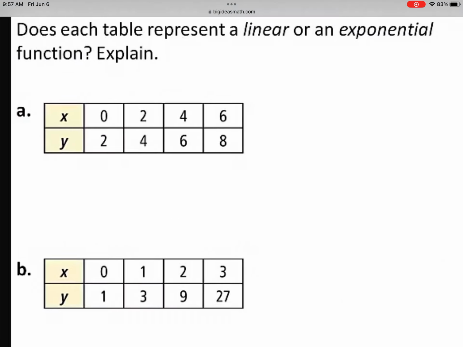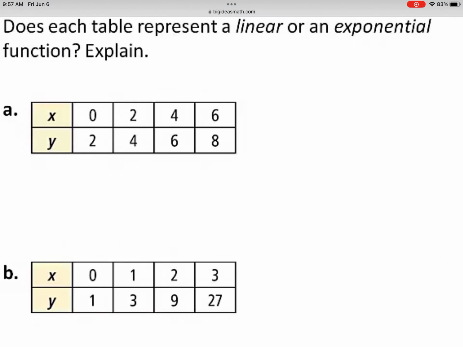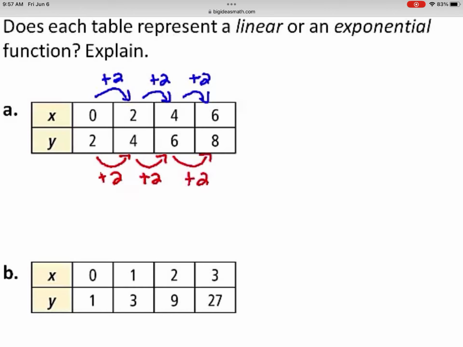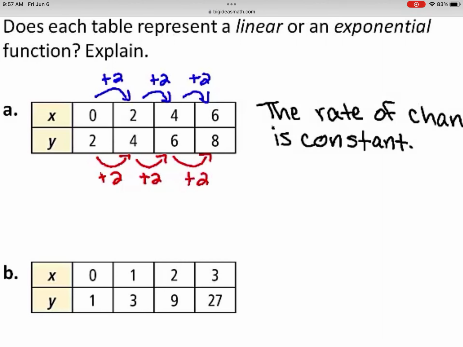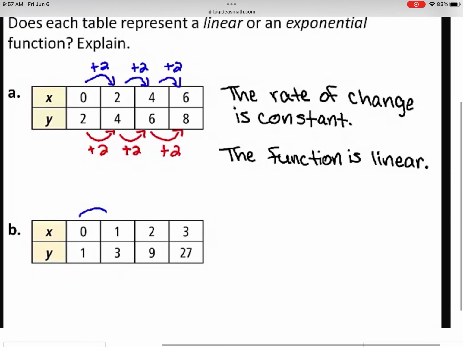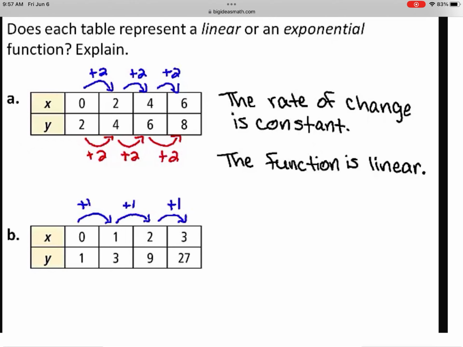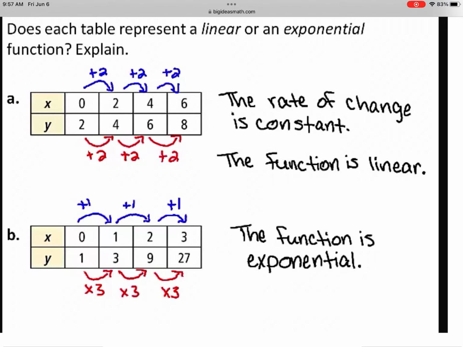Does each table represent a linear or exponential function? Explain. Part A. As x increases by 2, y also increases by 2. So the rate of change is constant, and the function is linear. Part B. As x increases by 1, y is multiplied by 3, so the function is exponential.